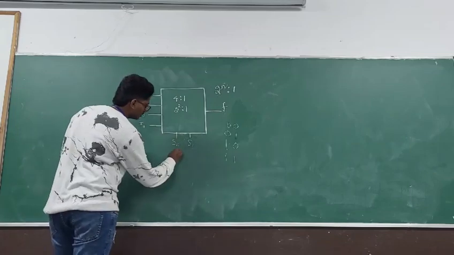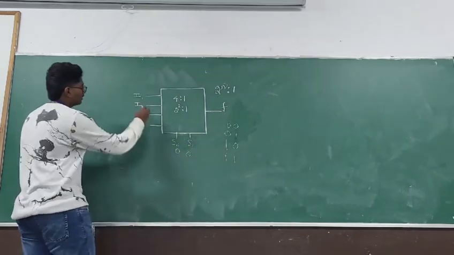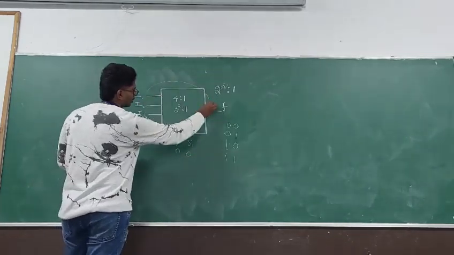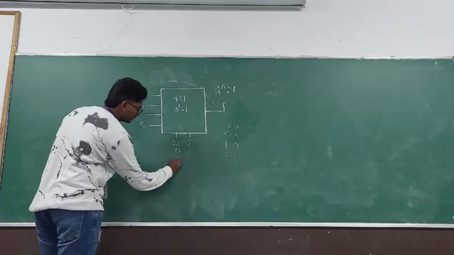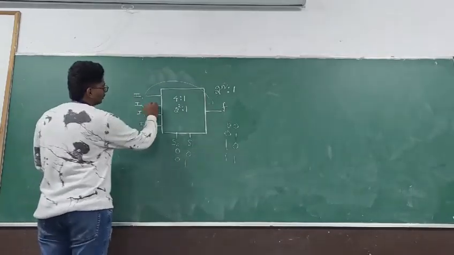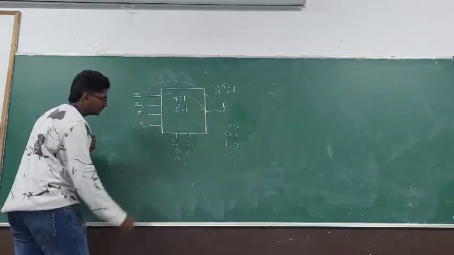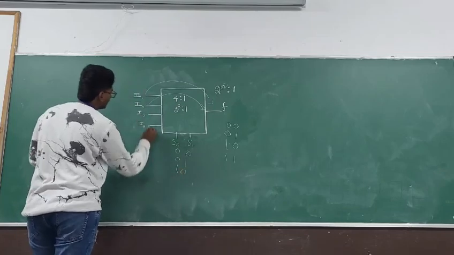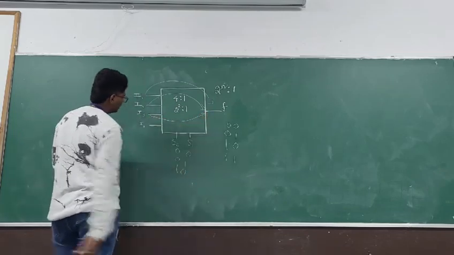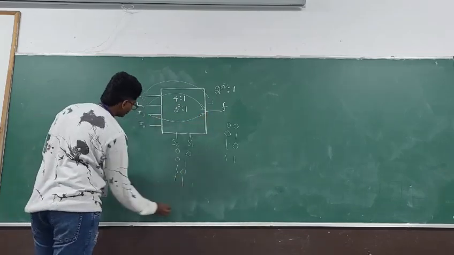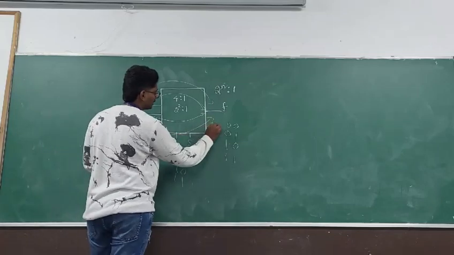So if I send 0, 0, then input 1 will be selected as the output. If I send 0, 1, then I2 will be selected as output. If I send 1, 0, then I3 will be selected as output. And if I send 1, 1, then I4 will be selected as output.